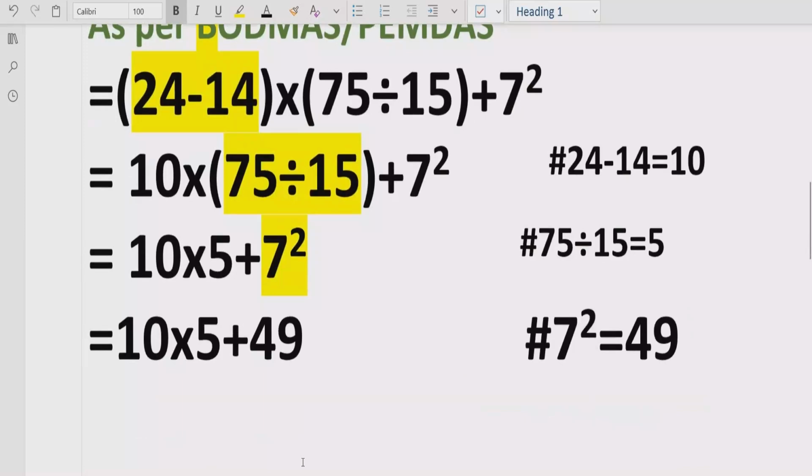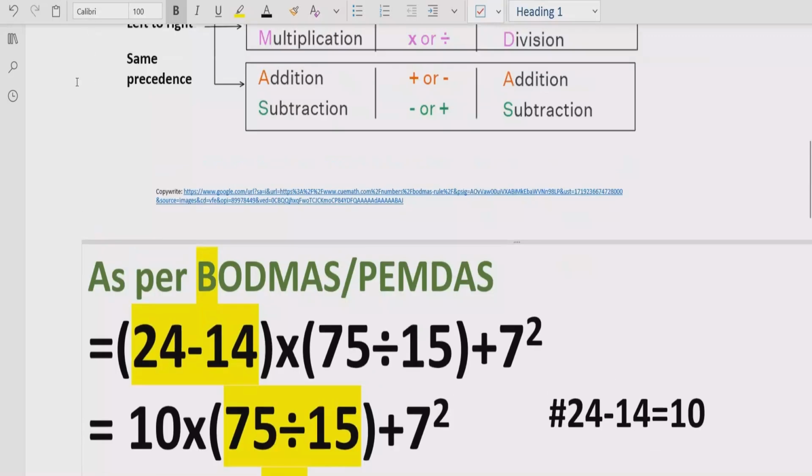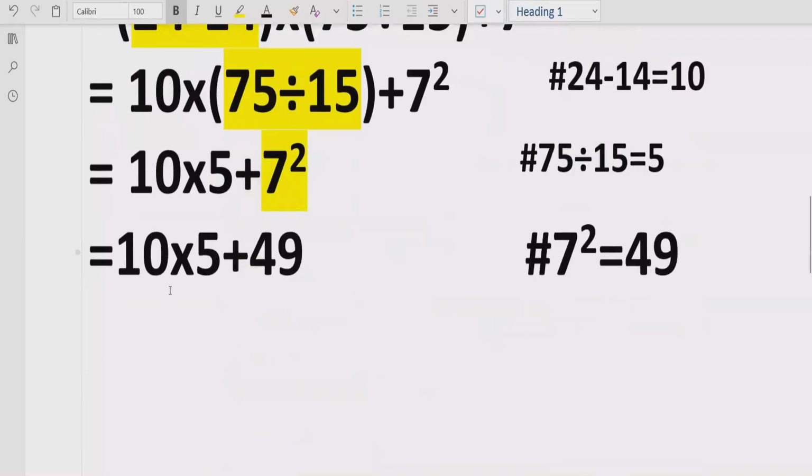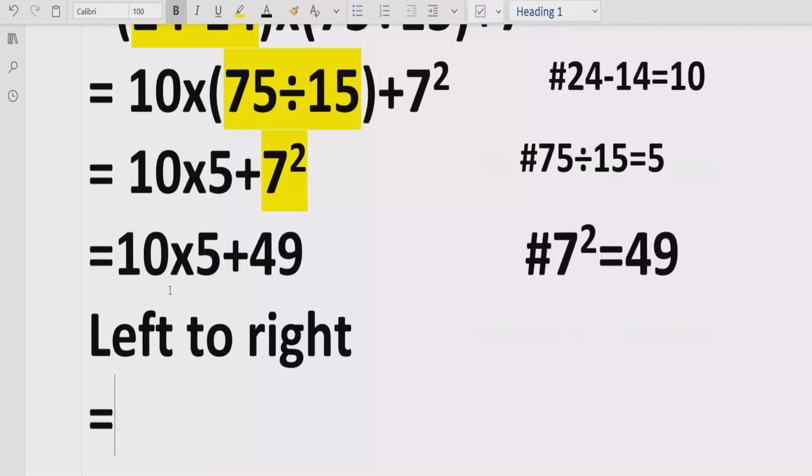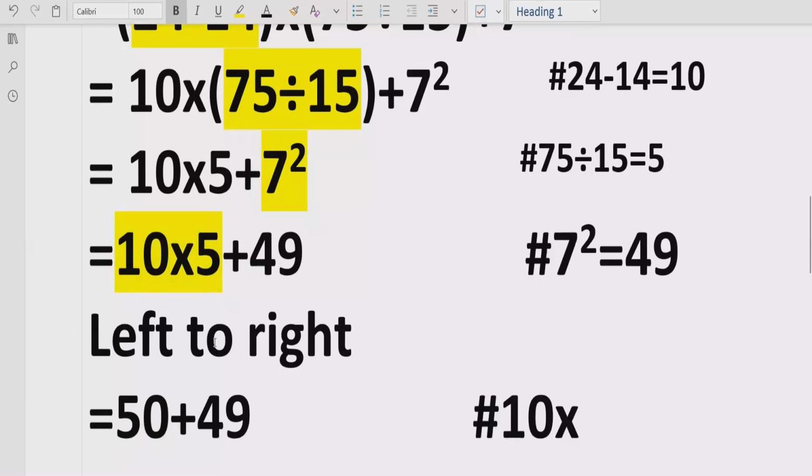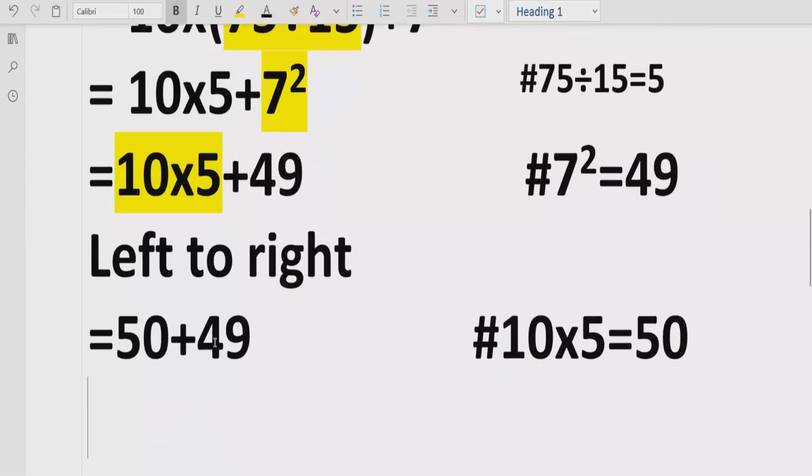Now we have step number 3, which is division and multiplication. So now we will solve division and multiplication. We will go left to right in our expression and find division and multiplication. First we have the multiplication, this one. So 10 multiplied by 5, we will multiply both of them and get the answer 50, and plus 49 we will write as it is. And here we will write 10 multiplied by 5 equals 50.